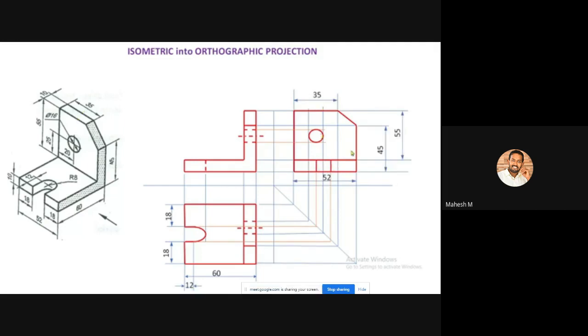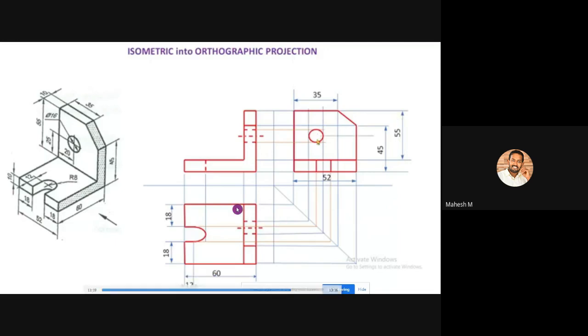Now you have to mark all the dimensions. So please remember one thing. Cross dimensions should not come like this. Can you see here, the dimension 45 is crossing through 55. In the same way, here 16 is crossing through 60 and 12. You should not dimension in this way.